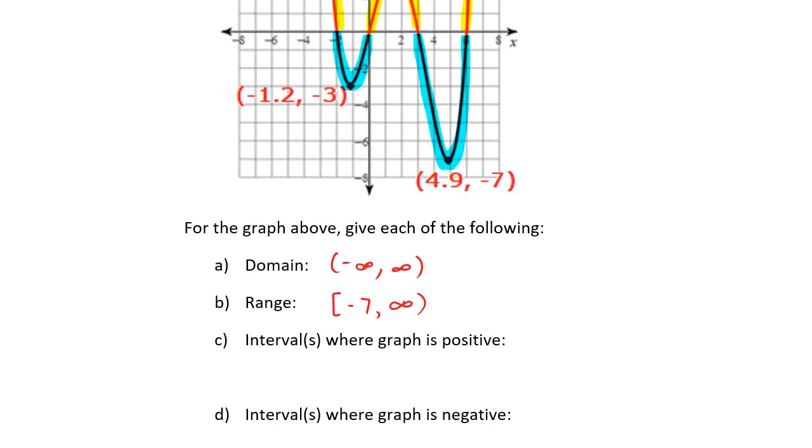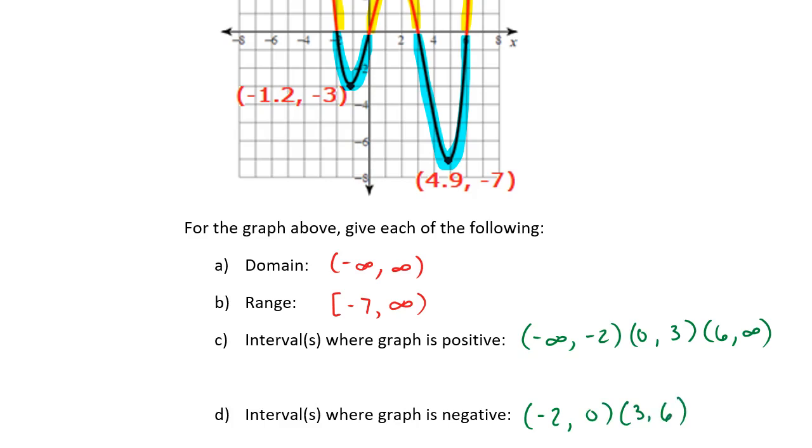So we would say where it's positive is from negative infinity to negative 2. Remember, negative 2 is not included because that's a 0. So 0 is neither positive nor negative. And then it's also positive from 0 to 3. And then from 6 to infinity. It's negative in those dips down below. So it's negative from negative 2 to 0 and from 3 to 6.